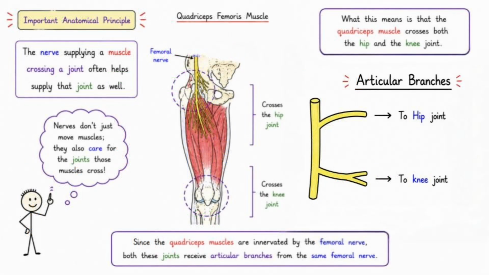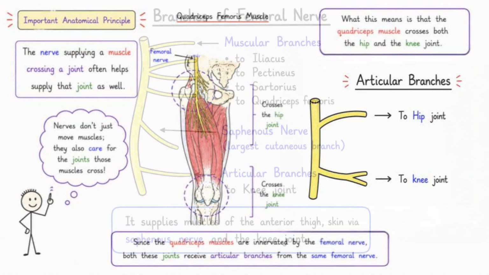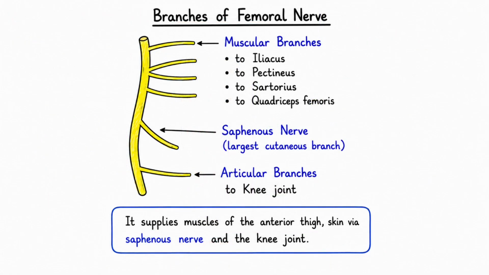This demonstrates an important anatomical principle. The nerve supplying a muscle crossing a joint often helps supply that joint as well. What this means is that the quadriceps muscle crosses both the hip and the knee joint. Since the quadriceps muscles are innervated by the femoral nerve, both these joints receive articular branches from the same femoral nerve. So till now, what have we uncovered?